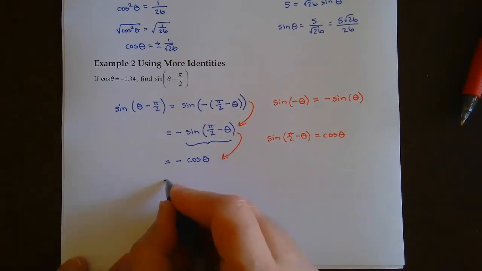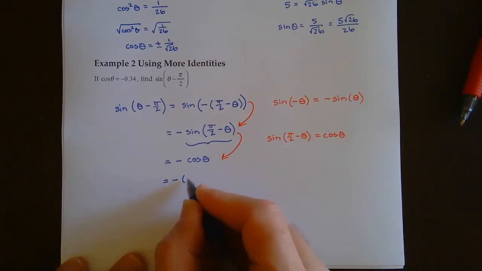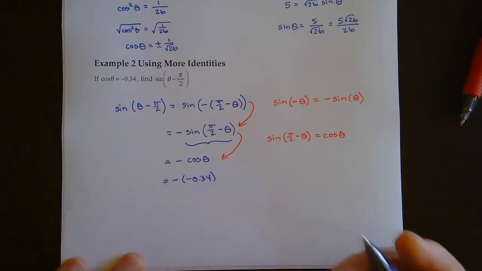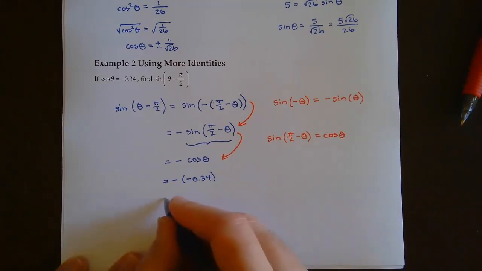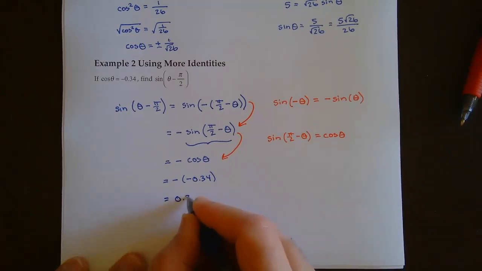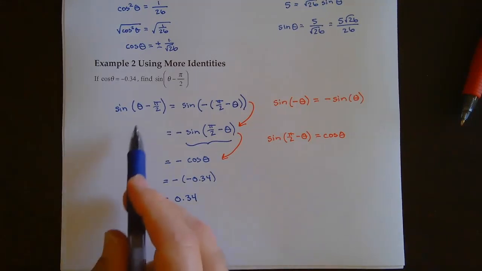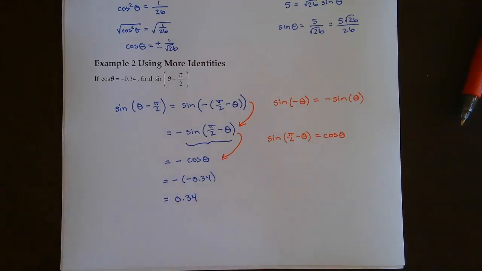So this is equivalent to negative of negative 0.34, and a negative times a negative is a positive. So this is equal to 0.34. And we figured out what this is equal to: sine of theta minus pi over 2 is equivalent to 0.34. And we used two identities here.